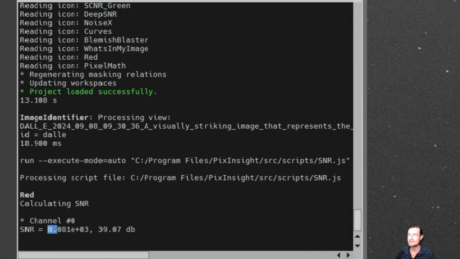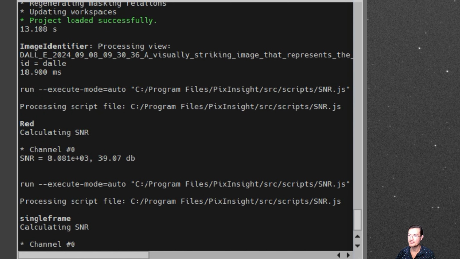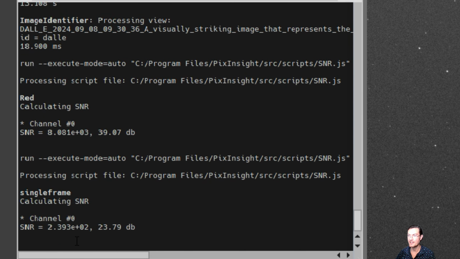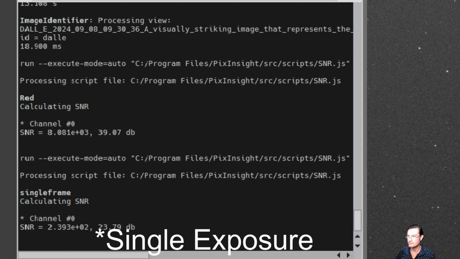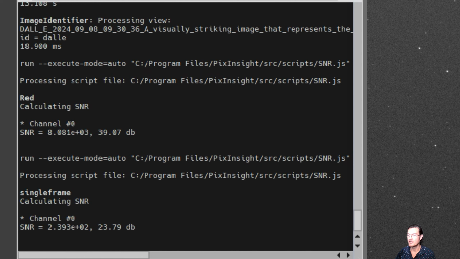If we go ahead and look at the single frame, we could run the same SNR analysis again. In this case, it dropped, which we would expect. This is about 240 for a signal to noise ratio and a dB of 23.79. So that makes sense, right? The single frame should be noisier and have less signal than the stacked image.